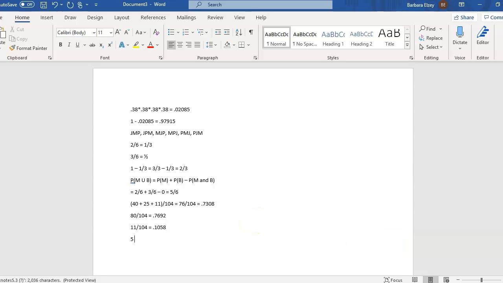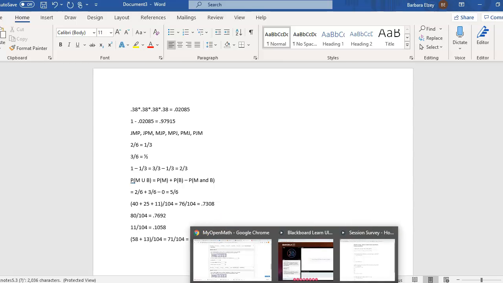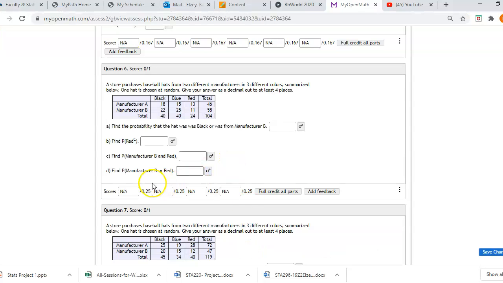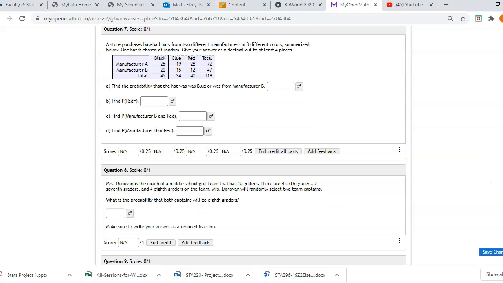58 plus 13, and then we're going to divide it by the 104. Let's see, that gives us 71 on the top out of 104, if I add it correctly. So 71 out of 104, and that gives us 0.6827. Okay, and then was that it on this one? Yes, it was. And I think 7 looks like the same idea.